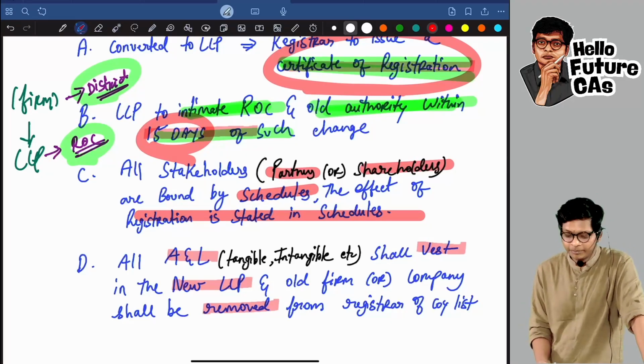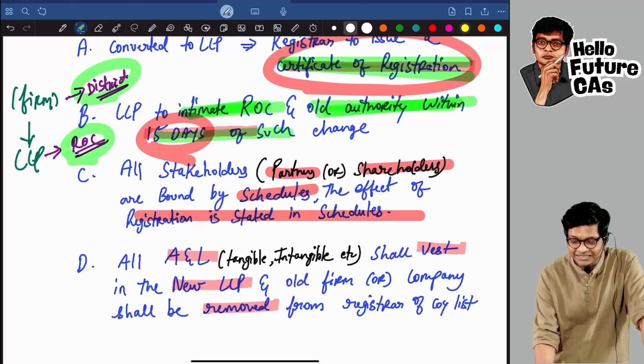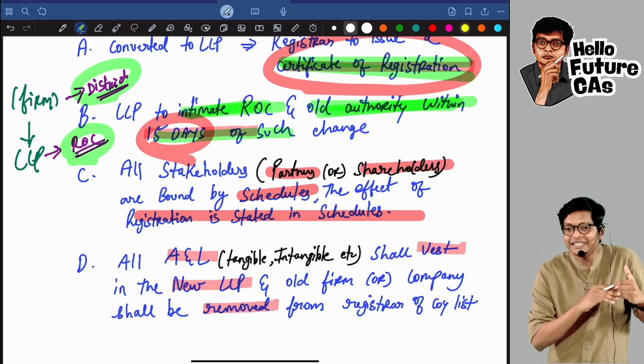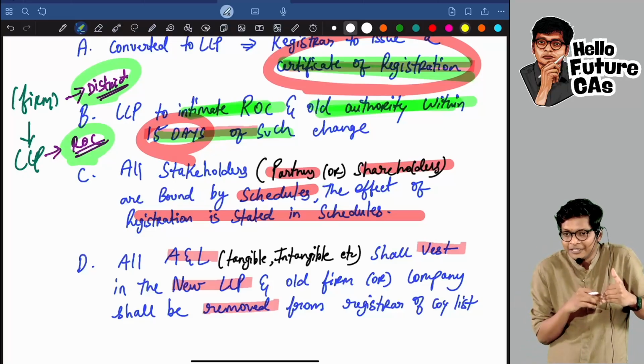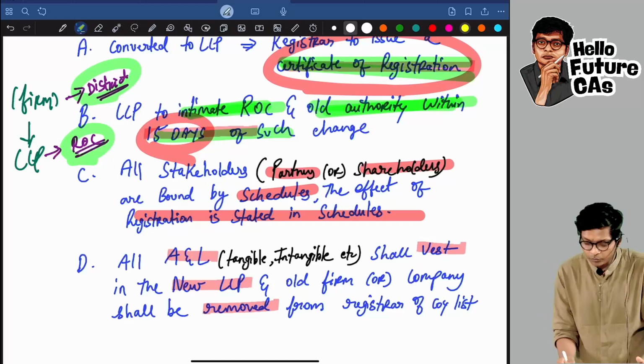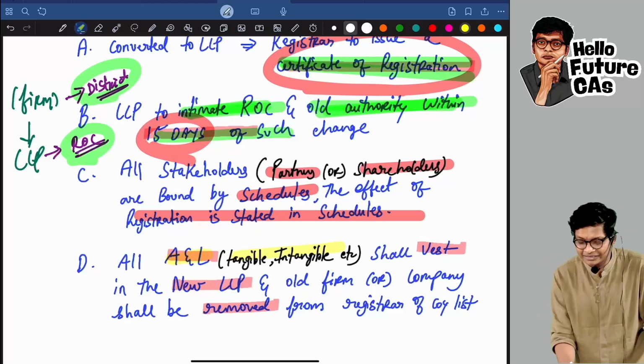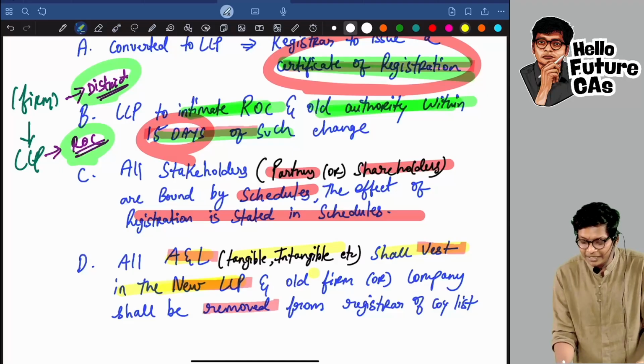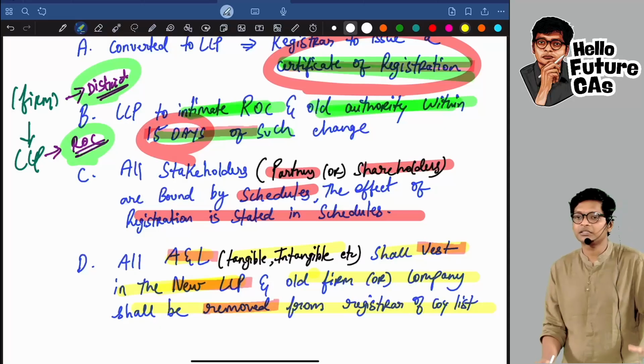Okay. Now simple. All the assets and liabilities of the previous entity will now become assets and liabilities of the current entity. Assets and liabilities, tangible, intangible, shall vest into the new LLP. The old firm or company will be removed from the registrar list.